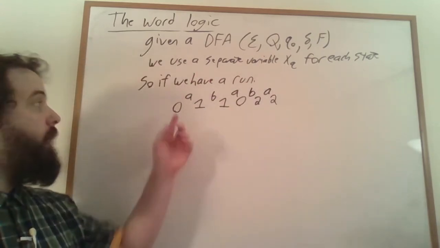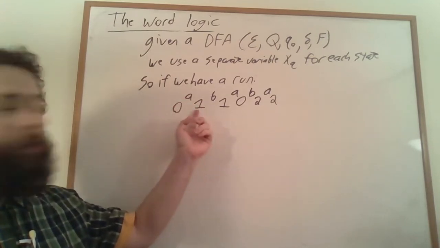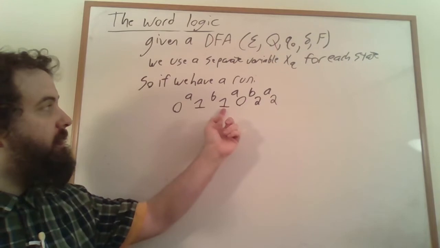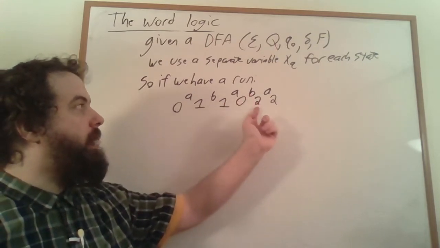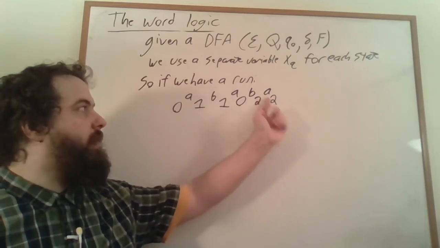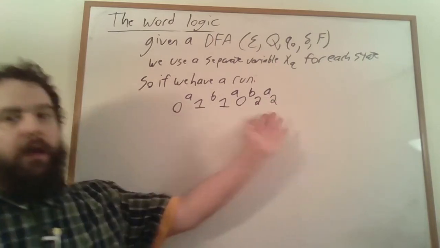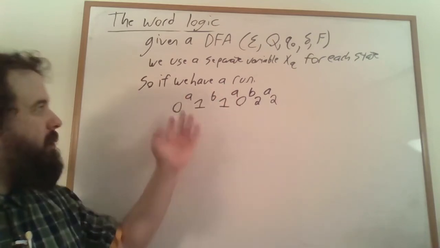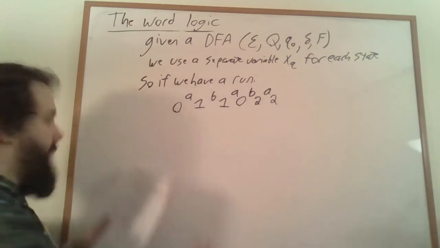So if we have a run that starts off in state 0, and then we read an A and it winds up in state 1, we read a B, it stays in state 1, we read an A, it winds up in state 0, we read a B, it winds up in state 2, we read an A, it stays in state 2. If we want to represent this run for this particular input, we're going to have to shift it over half a unit, and it's going to look something like this.